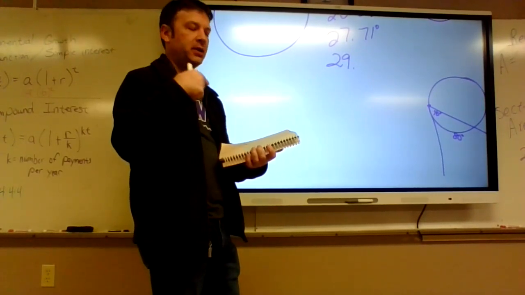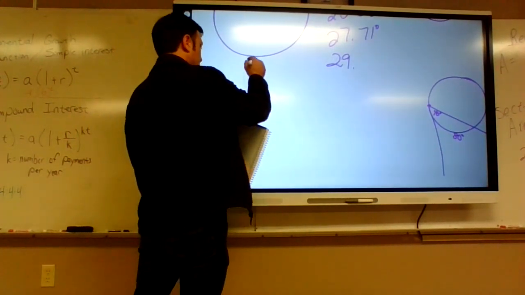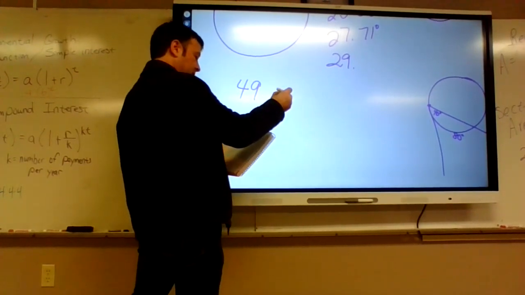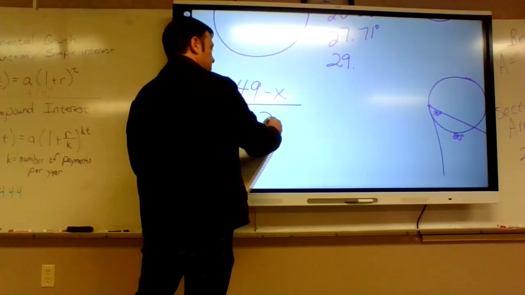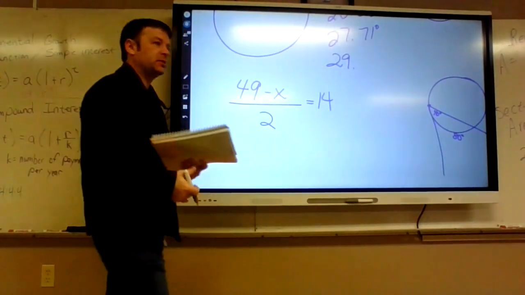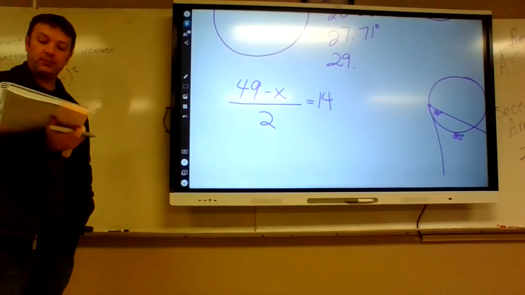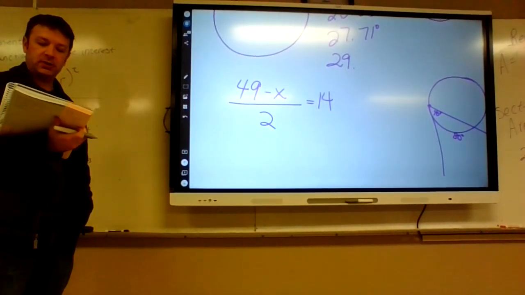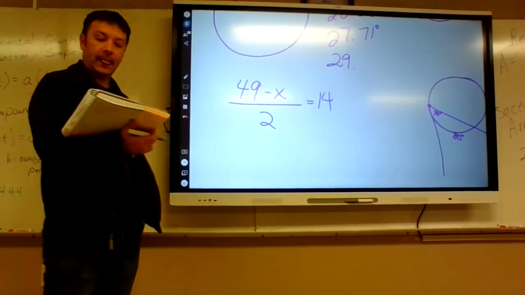Alright, King. 49 minus x, divided by 2, equals 14. Yeah. The far arc, 49, you guys see it? Minus x divided by 2 equals 14. You make sure you look in your book to see what just happened so you can reproduce it. Because 30 is very similar to that one. And 32 also is very similar to that one. 32 is kind of tricky.